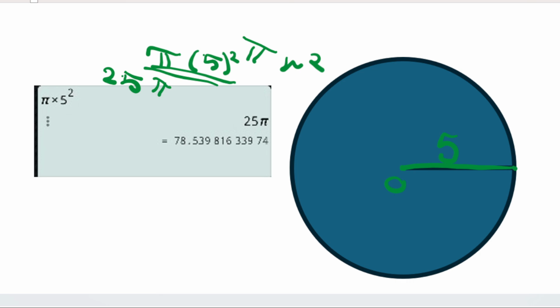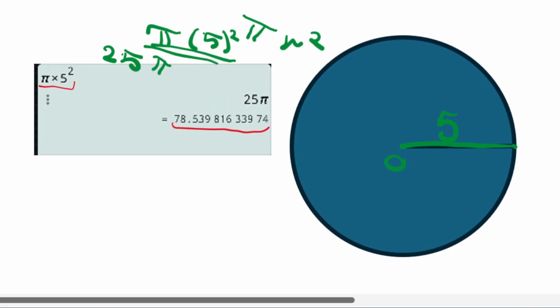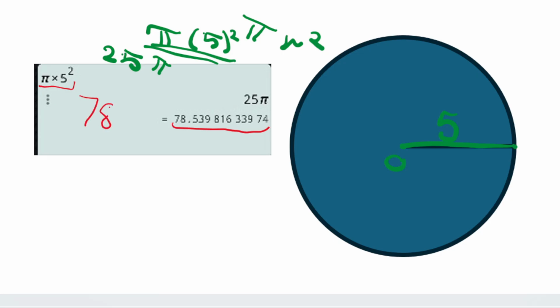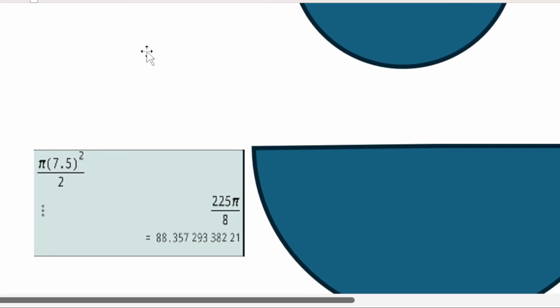This is the area. If you want to get it as a number, not in terms of pi, just plug it in your calculator. This is how you write it in the calculator. And that's the answer: 78.5398. A lot of digits. Now if the question says give your answer to one decimal place, it's 78.5. And that's it.